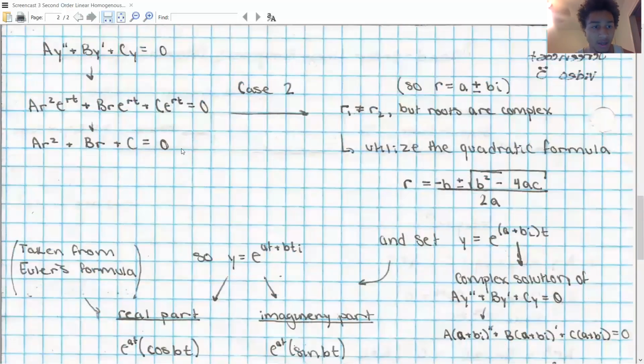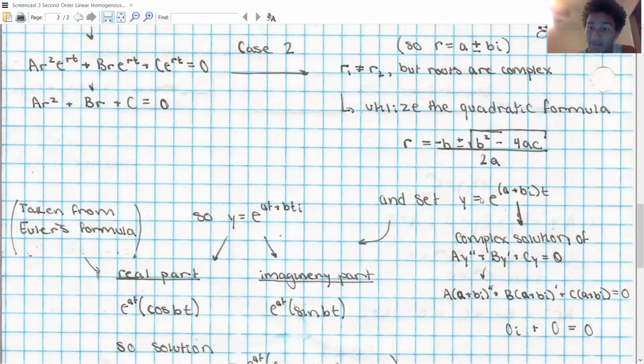Let's say we have the same expression, and then case 2 is that we have R1 and R2. They're not equal to each other, but they are complex roots. So R is equal to A plus or minus B times the imaginary root I. So what we can do is take this quadratic formula, and we can express R, okay? And we can set Y equal to e to the, this would be R right here, so A plus B times the imaginary root I, to the T. Okay, and we know that this is a complex solution.